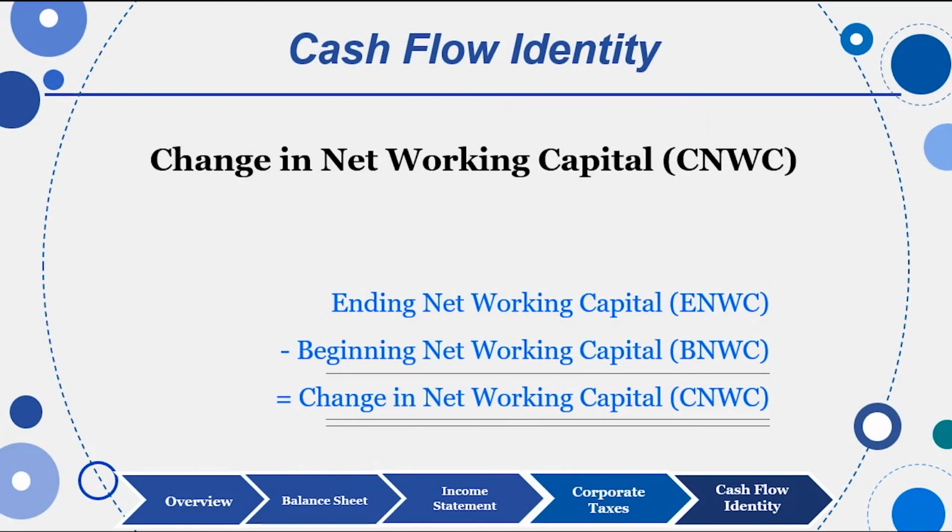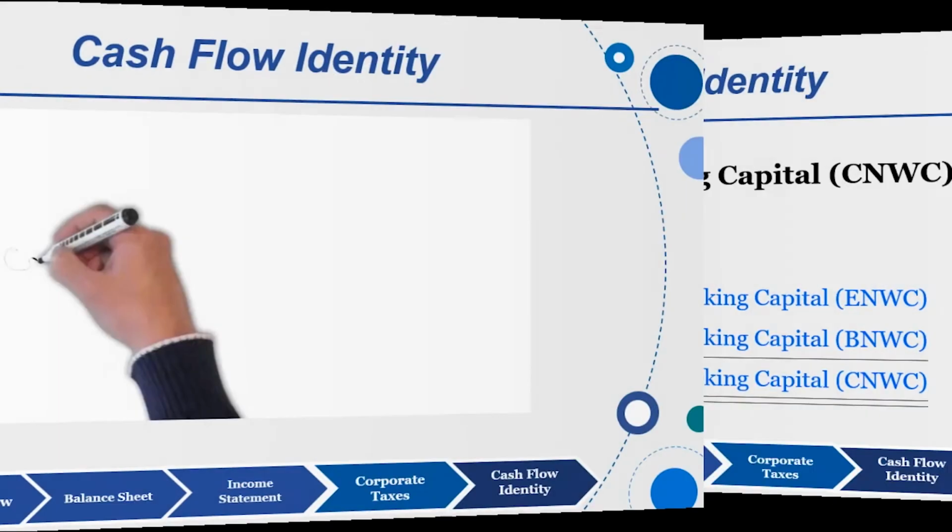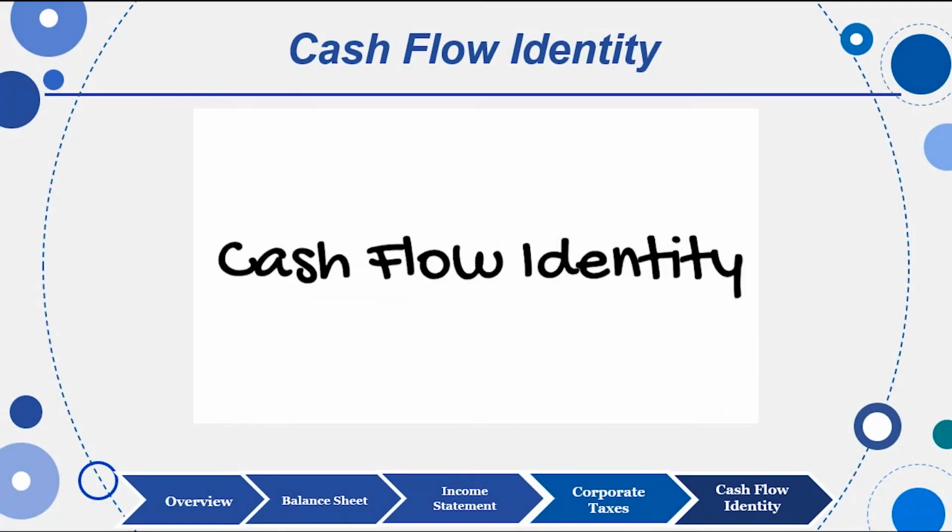And finally, how do I calculate my change in net working capital to wrap up the CFFA calculation? Ending NWC minus beginning NWC, and we all know that net working capital is current assets minus current liabilities. Ending current assets minus current liabilities, minus beginning current assets minus current liabilities, will get you to your net working capital change over time.